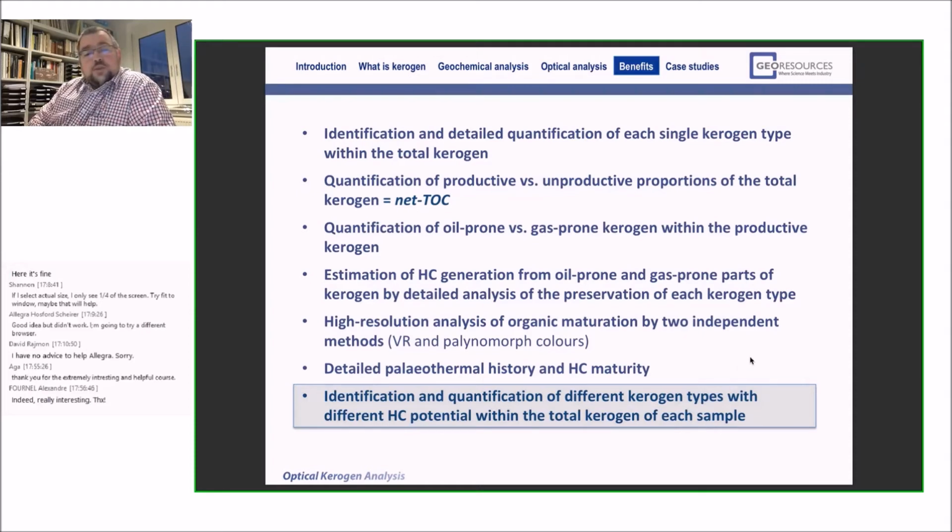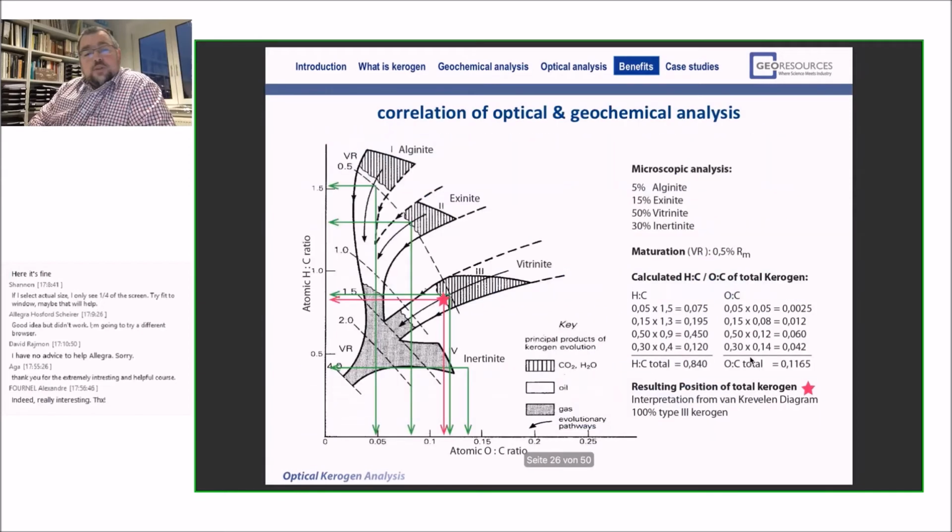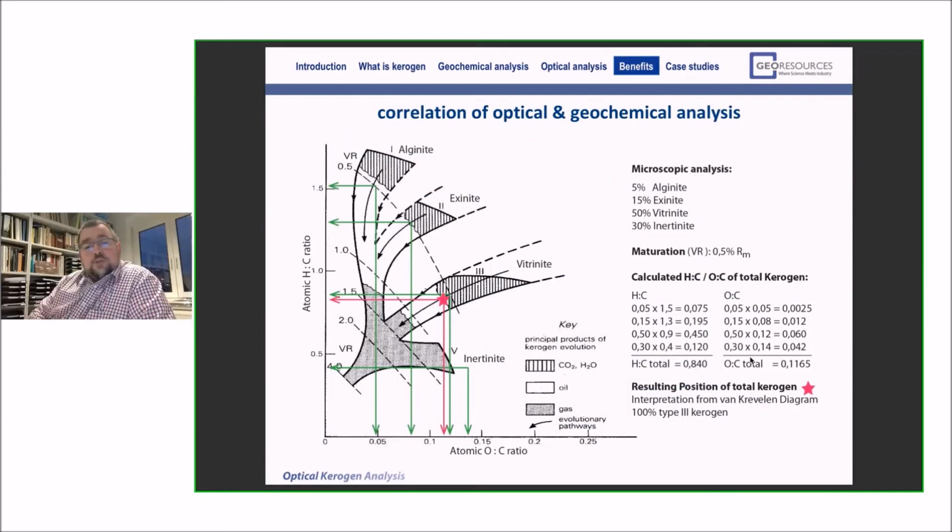And just to give you an idea, what does it really mean? What is the real difference? Does it really make such a big difference? I just put in this slide from my lectures that I also show the students to make them understand what the real difference is between the geochemical bulk rock analysis and the optical component specific analysis.